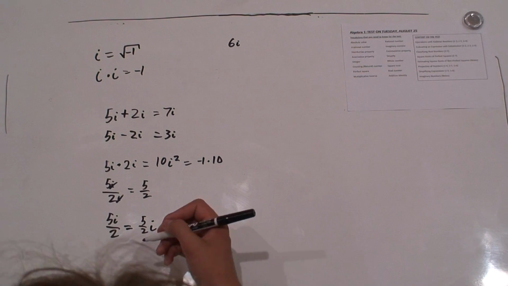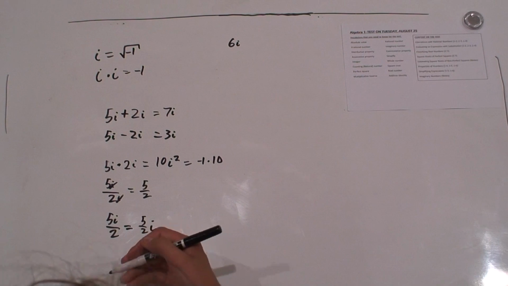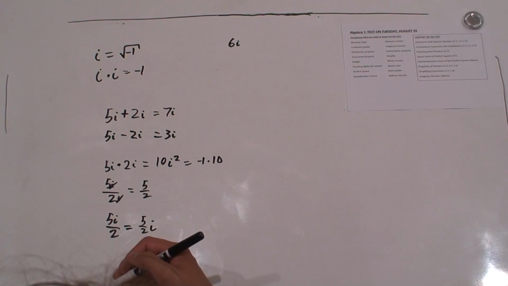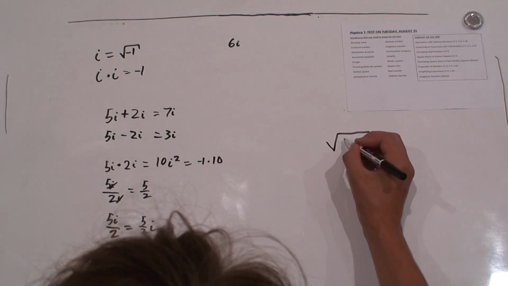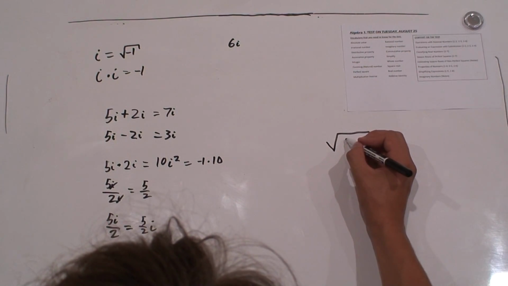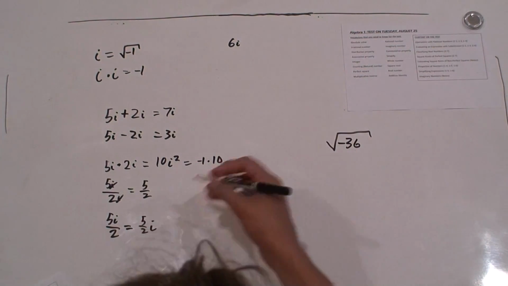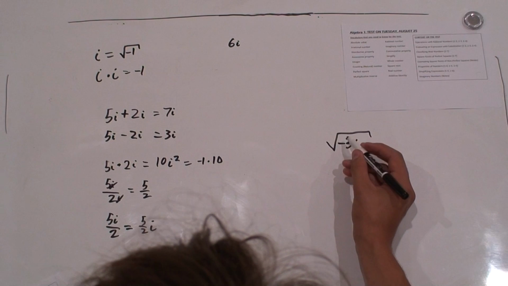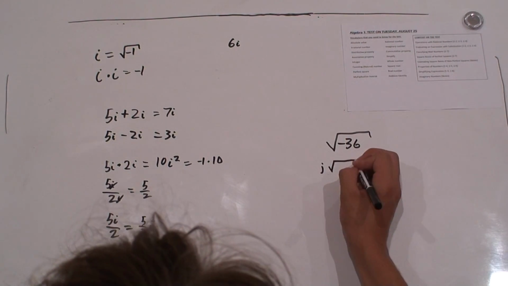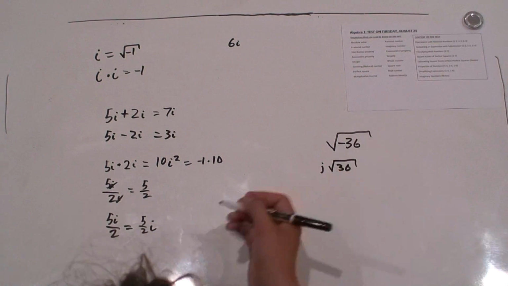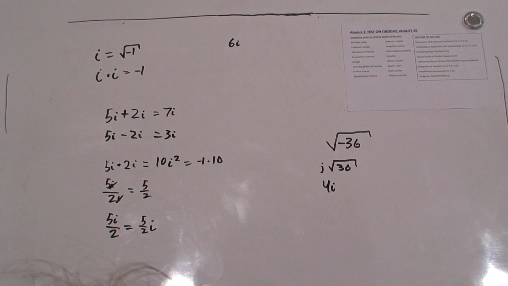Now, let's go through some examples of i's and square roots. So, say we have the square root of -36. What you can do is just take the i out of that. You have i. Then the root of 36 is 6, 6 times 6. You get 6i.